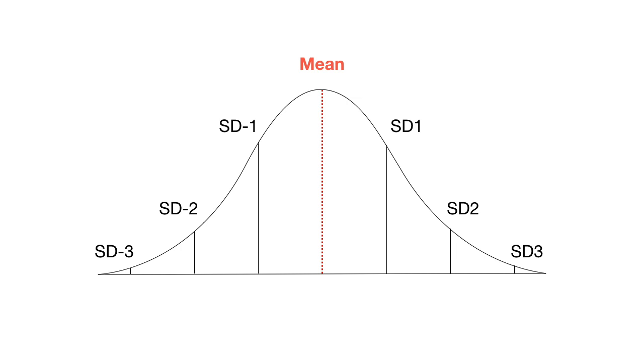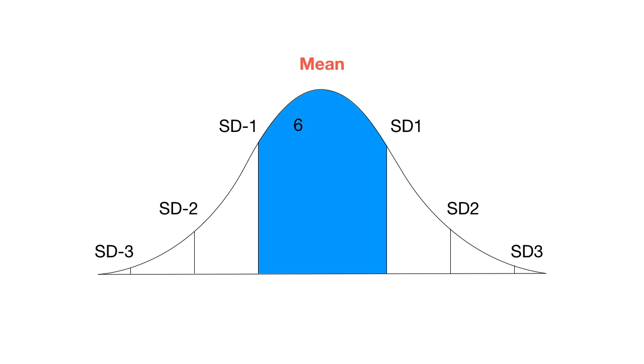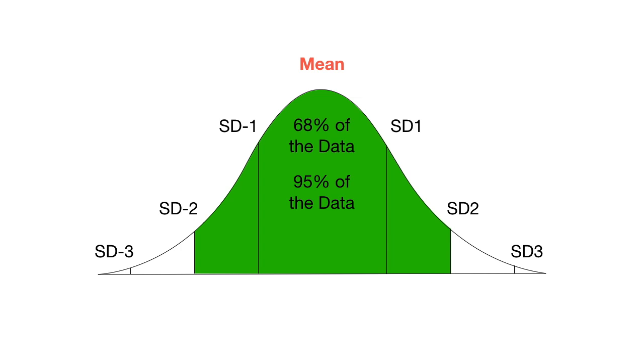So in the 68, 95, 99.7 rule, we know that 68% of the data is going to be in between standard deviation 1 and negative 1. And then the second part of that rule is the 95. So the 95 means that 95% of the data is going to be in between standard deviation 2 and negative 2. And then the last one, 99.7, that means that 99.7% of the data is going to be in between standard deviation negative 3 and standard deviation 3.